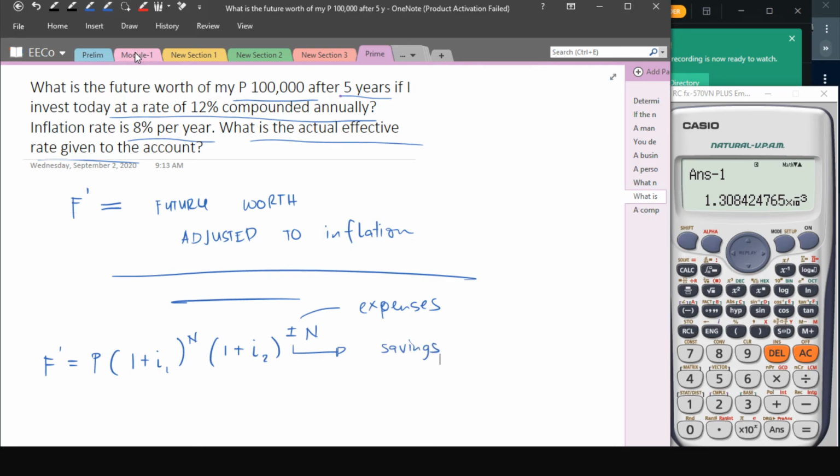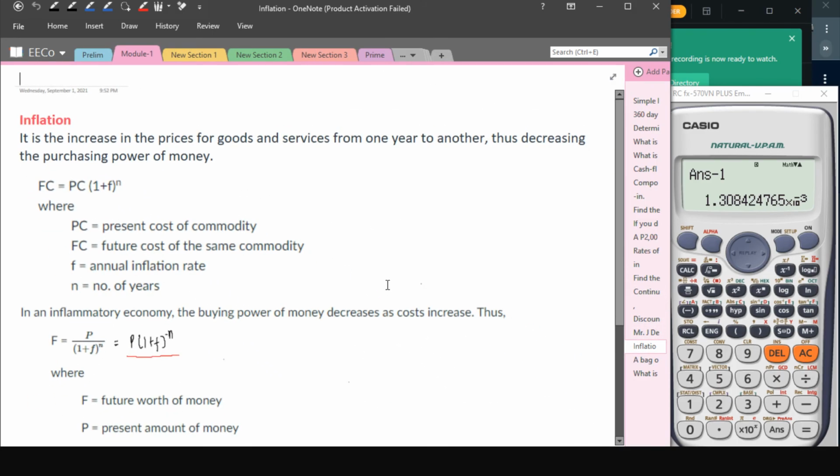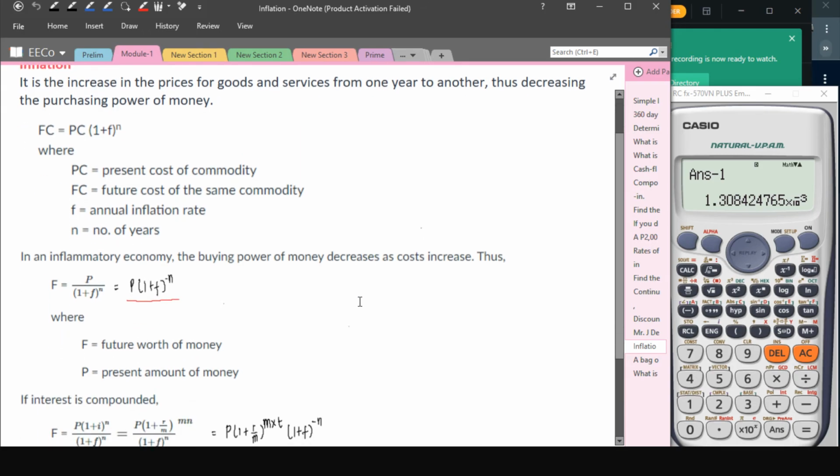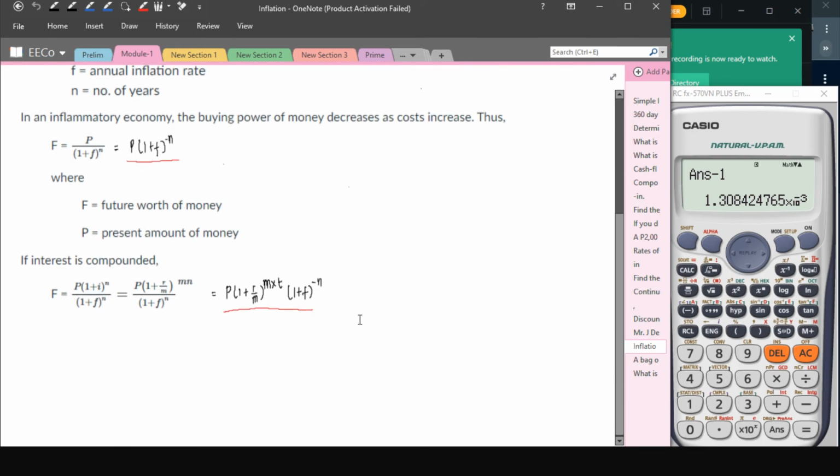Ayan, tignan natin dito. Yung inflation. Meron tayong inflation dito. Inflation is the increase in the prices of the goods and services for 1 year to another, thus decreasing the purchasing power of money. Ibig sabihin, nababawasan yung purchasing power of your money. So, dito, FC is equal to PC multiplied to 1 plus the effective annual inflation rate raised to N, or the number of years. In an inflationary economy, the buying power of money decreases as cost increases. So, this is given by this formula.